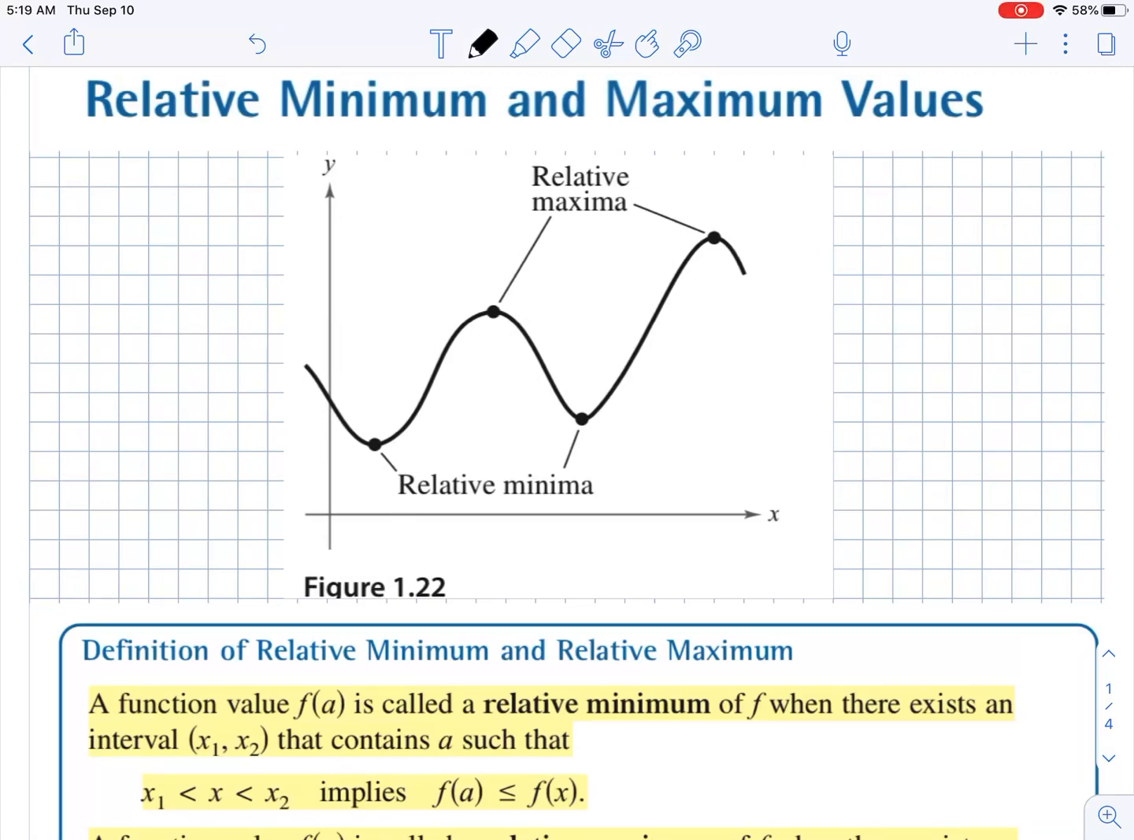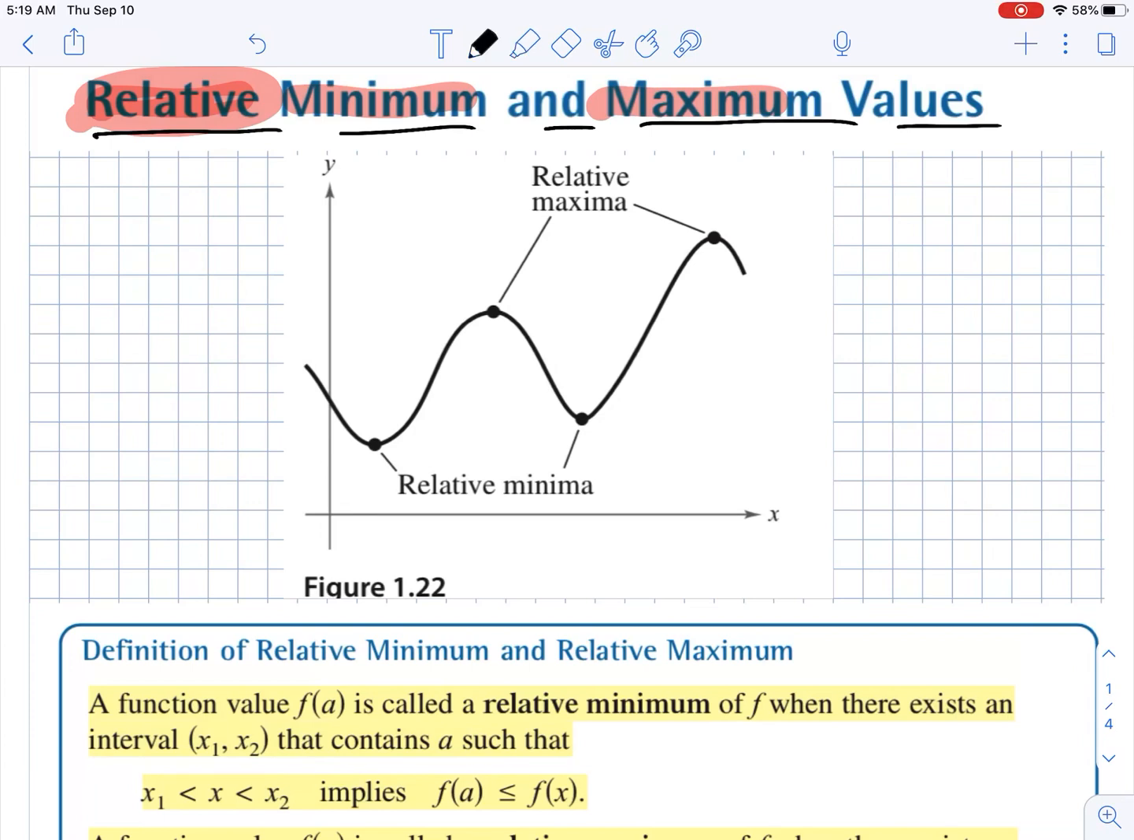We're talking about relative minimum and maximum values. So we know on a parabola, there's either one minimum or one maximum. But what happens when there's a curve and there's these mountains and valleys? Those are called relative, meaning relative to the area that it's in, minimum and maximum values.